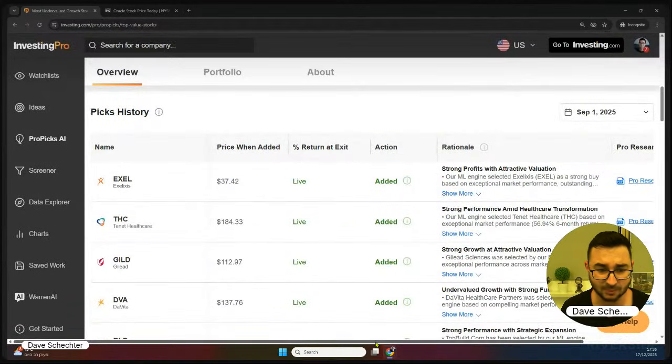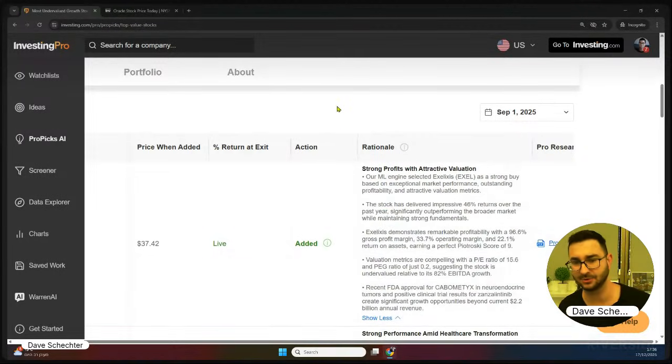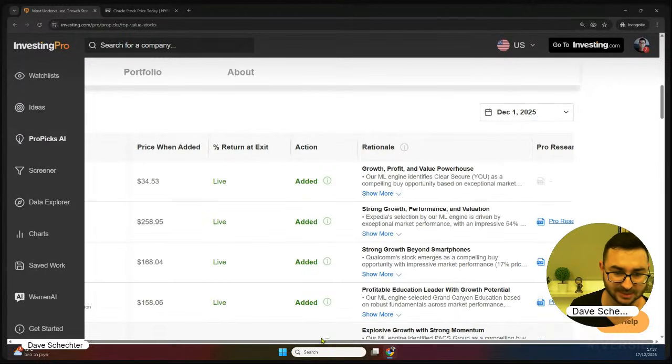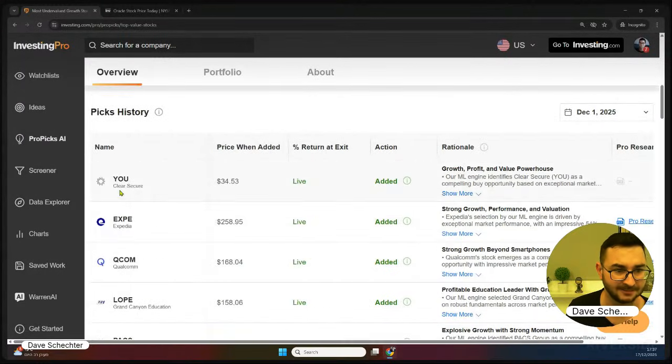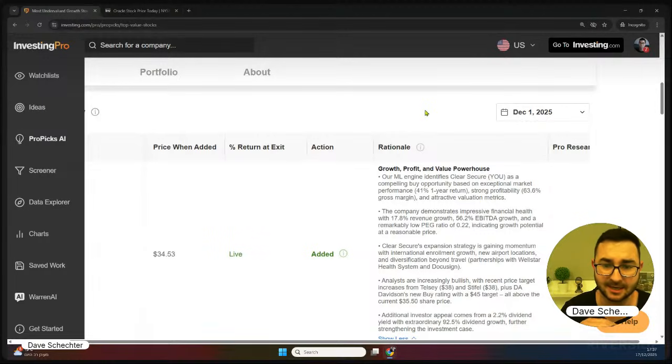So we continually get asked, how do I know why a stock was added or removed? If I zoom in on the rationale column here, it'll tell me exactly why any particular stock was added. So let's take a look at the most recent strategy. And we see that Clear Secure was added on December 1st. So why was it added? It's because it has a compelling buy opportunity based on exceptional market performance. It's up 41% on a one-year return.